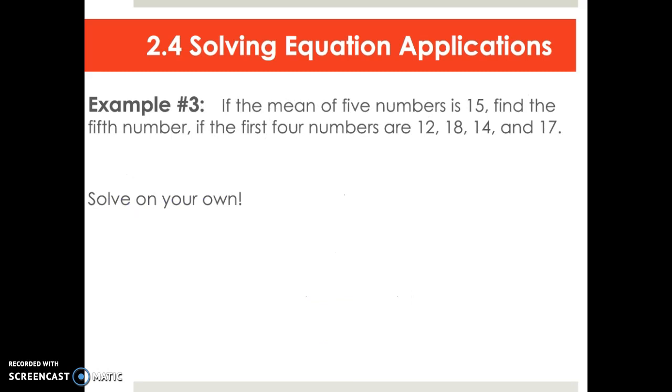Our third example is one for you to do on your own and turn in for class tomorrow. This is the problem I'll check. This is kind of like your exit ticket, but we do have one more problem. So example 3: if the mean of 5 numbers is 15, that's what it's equal to, 15, find the fifth number if the first 4 numbers are 12, 18, 14, and 17. Go ahead and pause the video while you solve it on your own. I will not be giving you the answer. I will be checking your answer in class tomorrow.